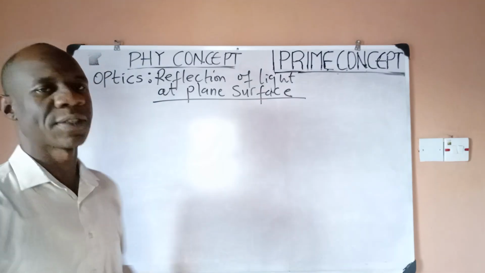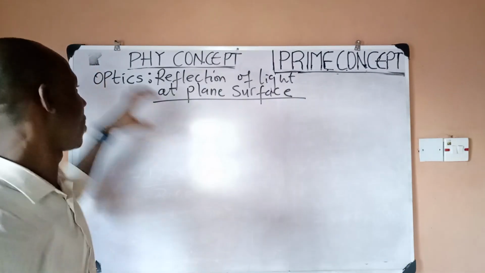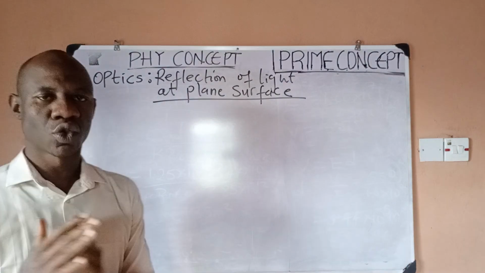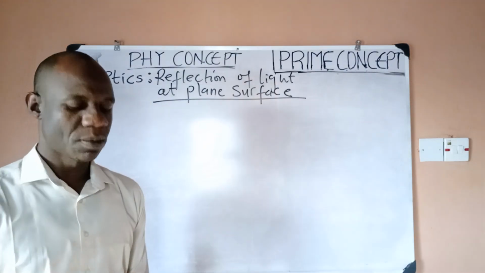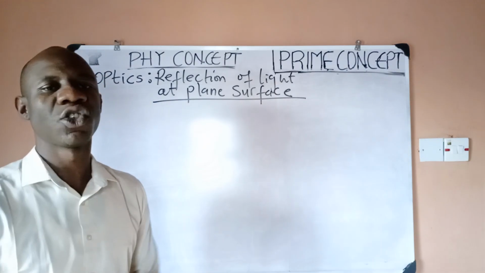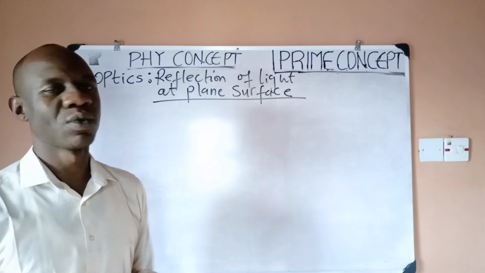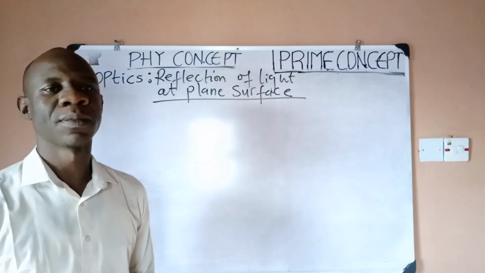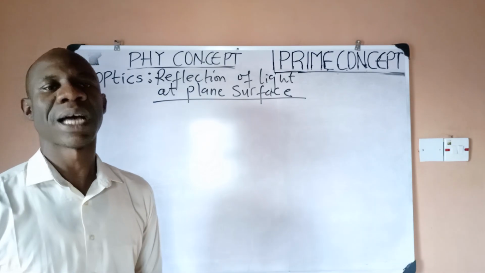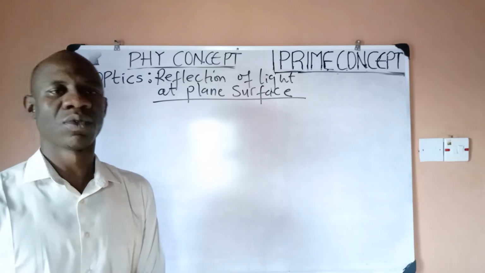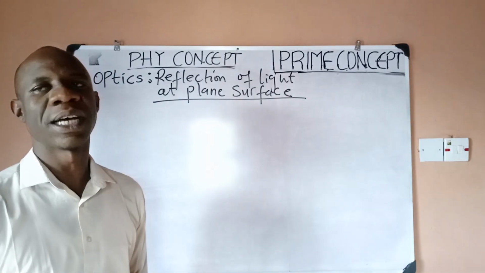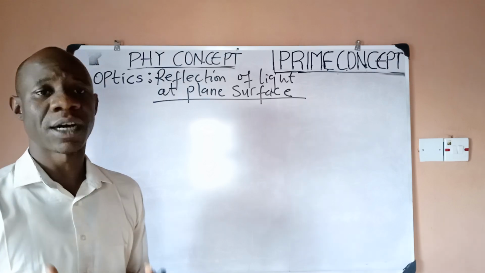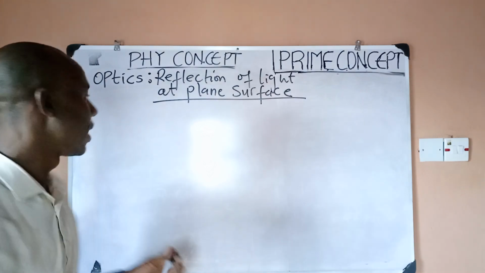Now, in the study of optics, optics is divided into two major parts. We have two types of optics. Number one is geometrical optics, which will be the focus of our study. And then the second part of optics is physical optics, which would later come. Now, what is the difference between these two areas of optics? Geometrical optics is also known as ray optics.